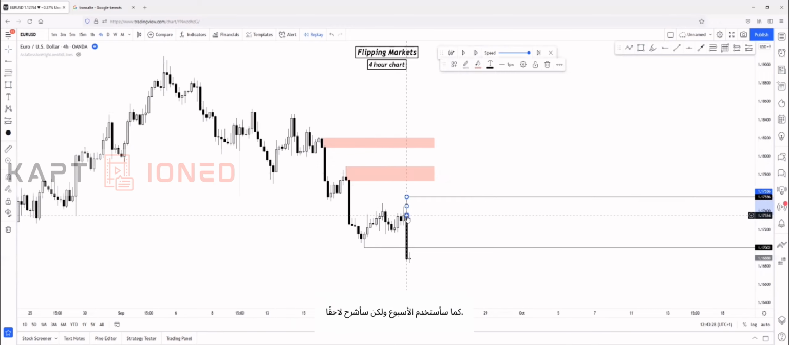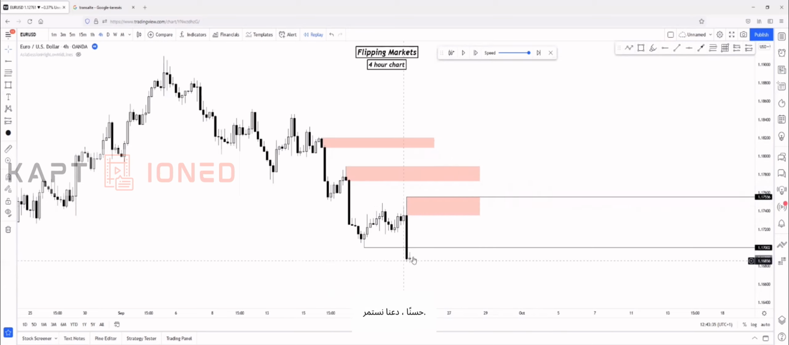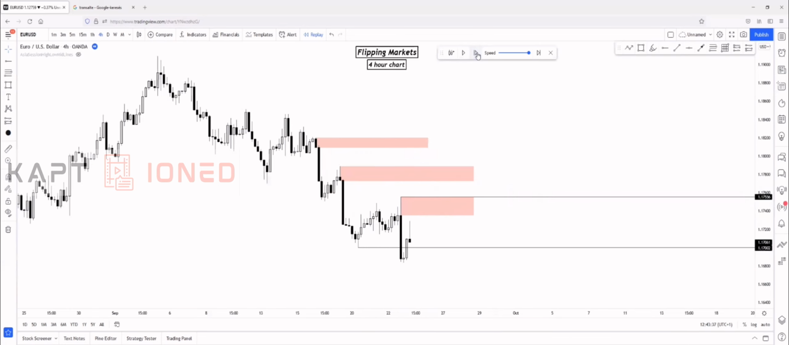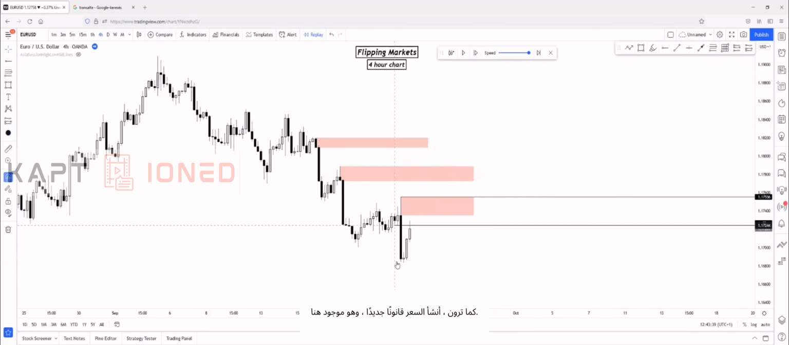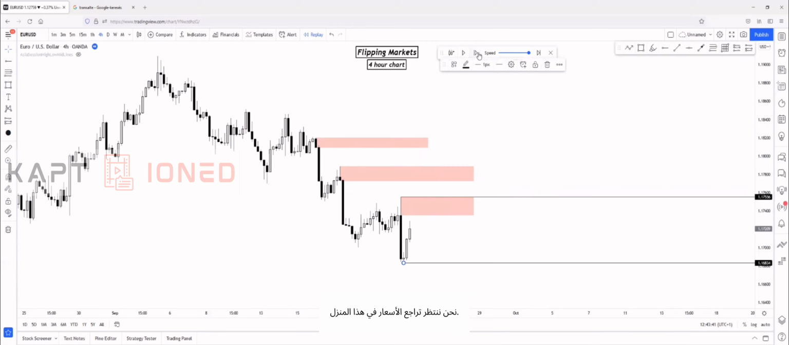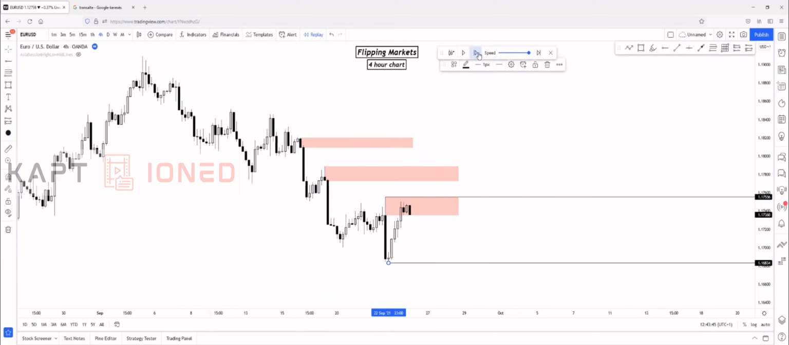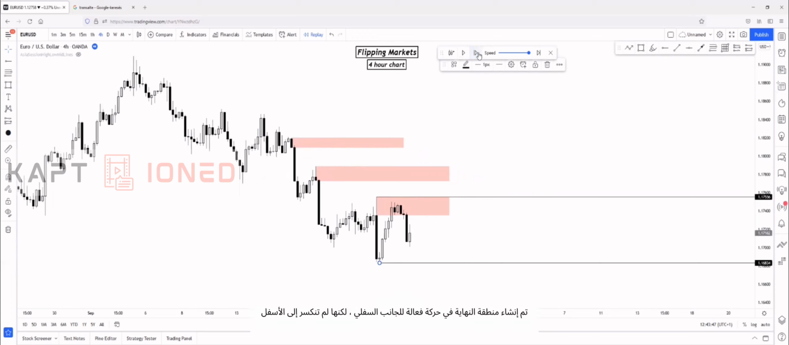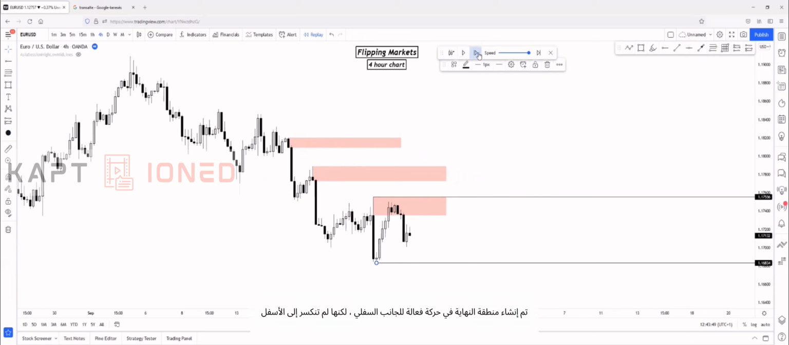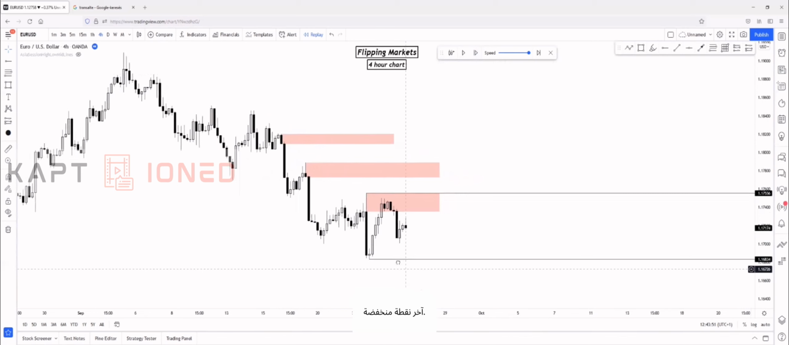I will use the wick, but I will explain later why I used the wick in the wick explanation video. Okay, let's just continue. As you can see, price created a new low, which is right here. We are waiting for a pullback. Price tapped the zone. Price reacted on that zone, created inefficient movement to the downside, but didn't break below the last low point.